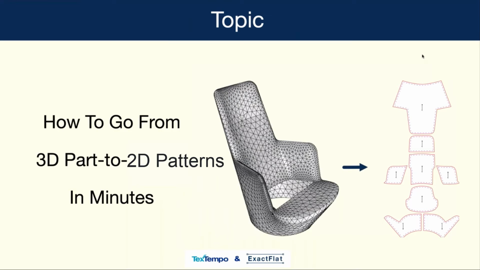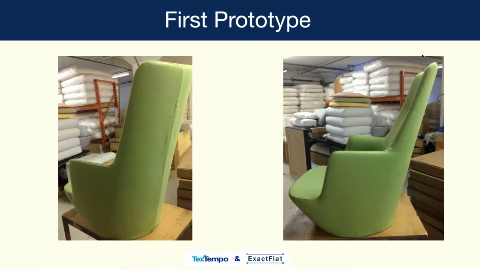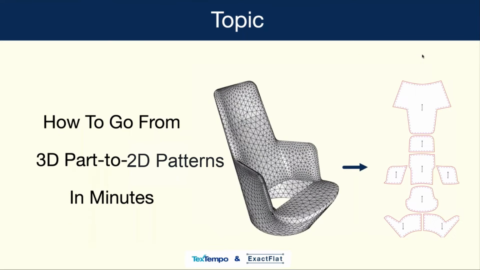Our topic today, as I mentioned, is how to go from a 3D part to a 2D pattern in minutes. We will be looking at a real world example. In fact, here's the actual prototype that was built based on what you're seeing today. This is a furniture manufacturer that will go nameless, but this is their prototyping studio. And they started with a digital model such as this, and they finished with 2D patterns.